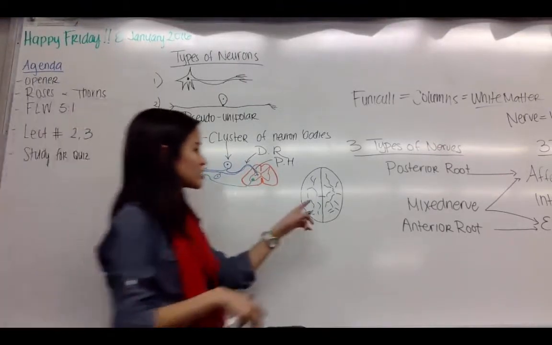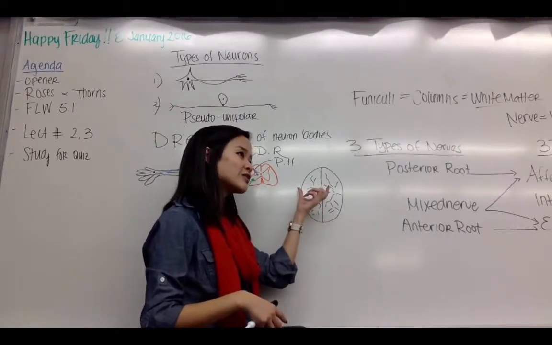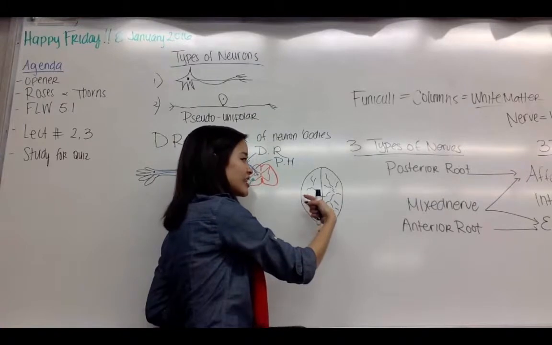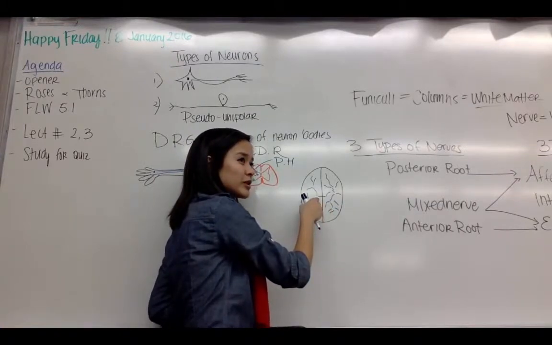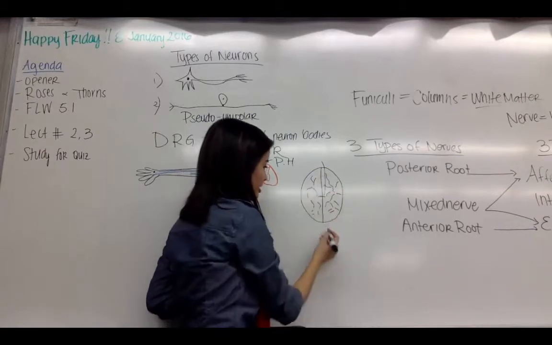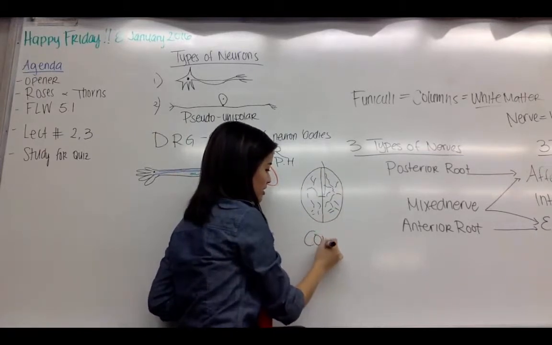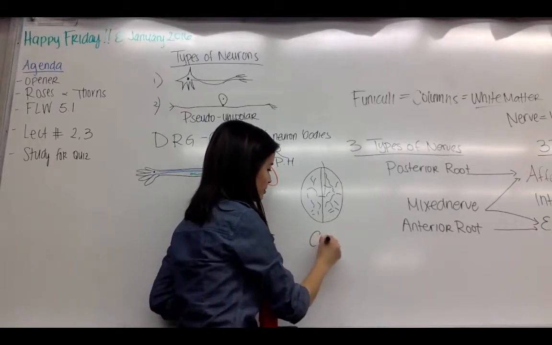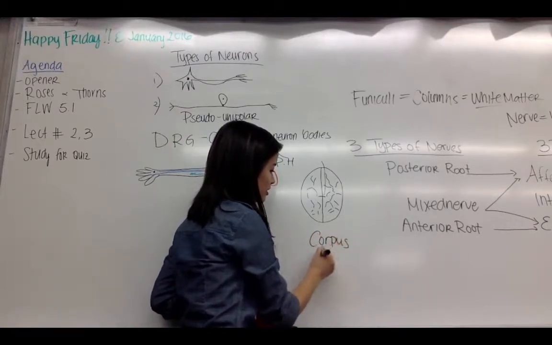And this structure right here that connects the two halves of the brain, the one that allowed the impulse to go to the other side, this was one of your vocabulary words. Okay? There's no more space to write, so I'll write it down here. This was your corpus callosum for lecture 3.